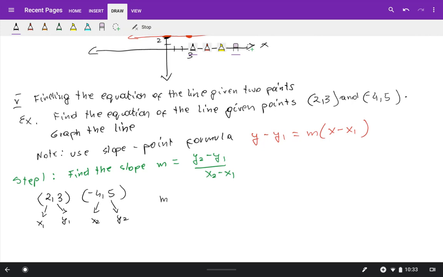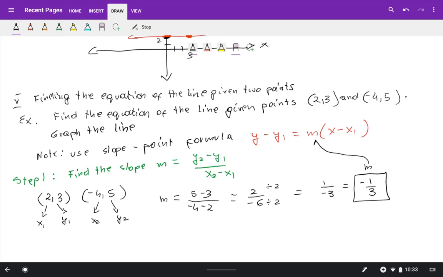And just find the slope by substituting those coordinates into the formula. So we have y2 minus y1, so 5 minus 3, over x2 minus x1, which is negative 4 minus 2. That will give you negative 2 divided by negative 6. You always reduce the fraction to the simplest form. That will give you 1 divided by negative 3, which is just negative 1 over 3. Okay, so that's our slope. So we know m, and we can already replace that m with negative 1 over 3.